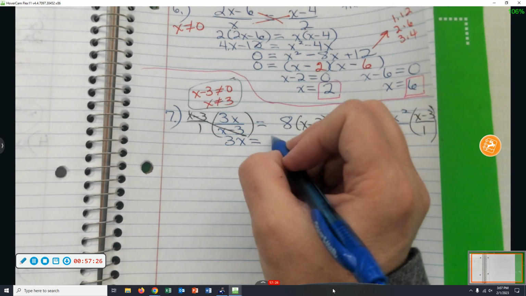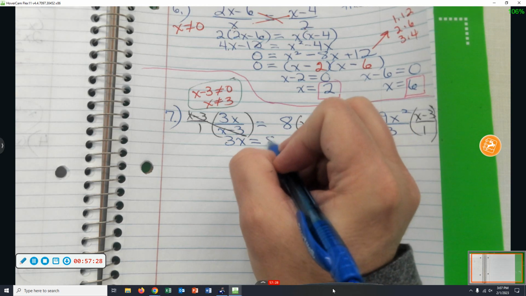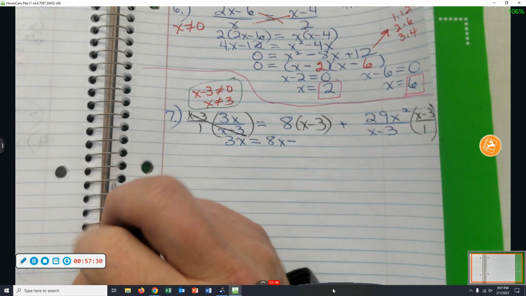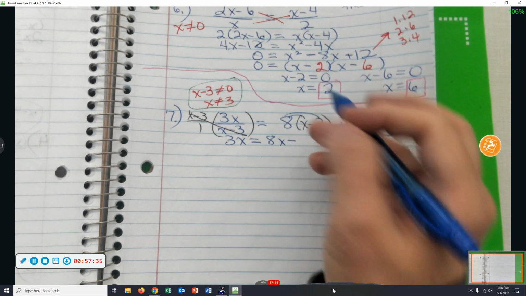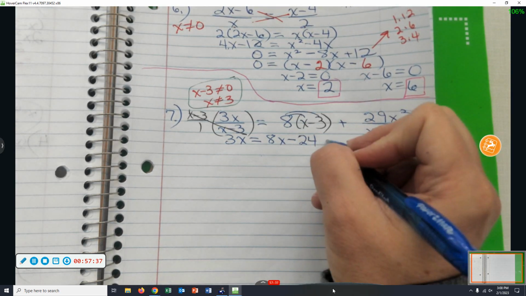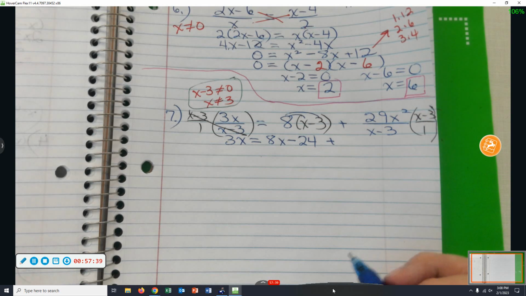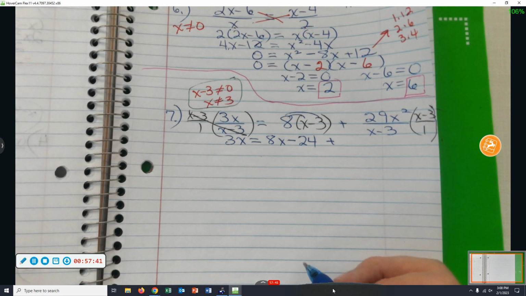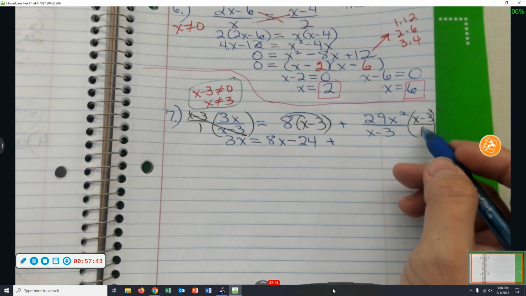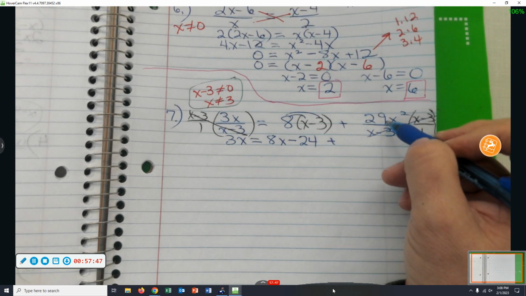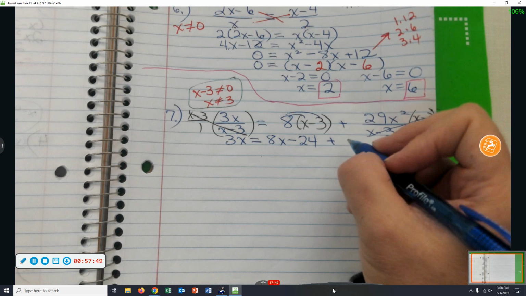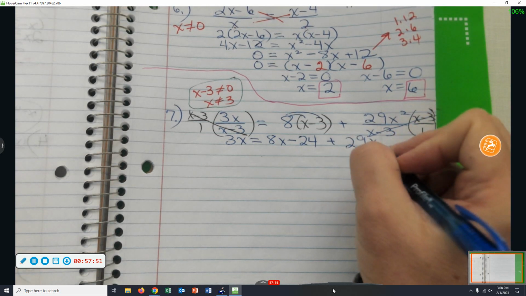to give us 8x minus, be careful, 24. Okay, 8 times 3 is 24. Plus, what's going to happen here? The x minus 3's cancel. And we just have a 29x squared over 1, which is a 29x squared.